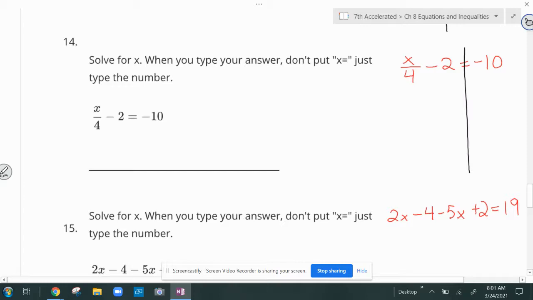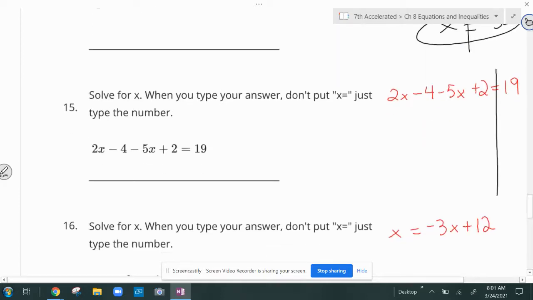Now, this one I was a little worried because we didn't do a ton of practice with the division under the x, but first we get rid of that term, that extra term there, x over 4 equals negative 8. And we're going to multiply by 4 because this is division. So multiply by 4. X equals negative 32.